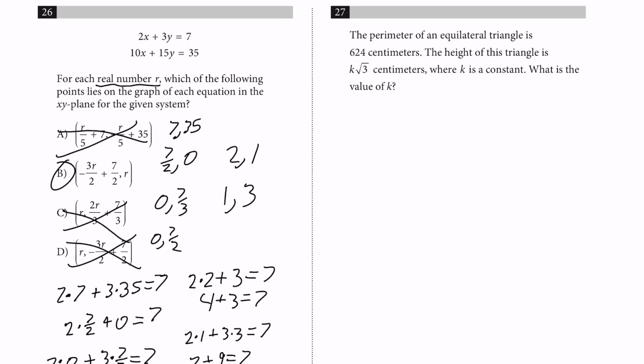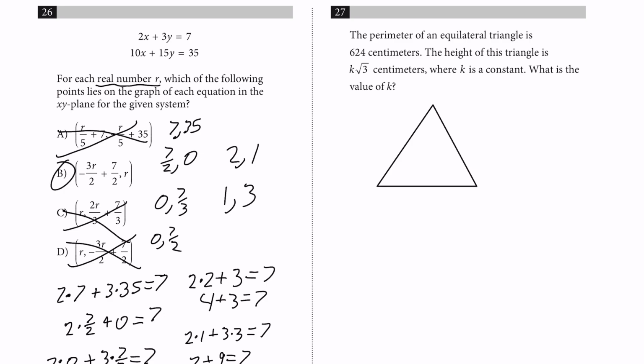All right, now for the last question. The perimeter of an equilateral triangle is 624 centimeters. The height of this triangle is k root 3 centimeters, where k is a constant. What is the value of k? So first we'll diagram this triangle.